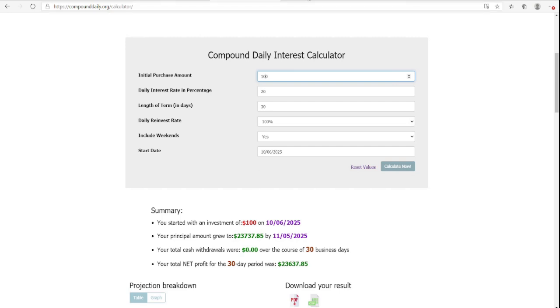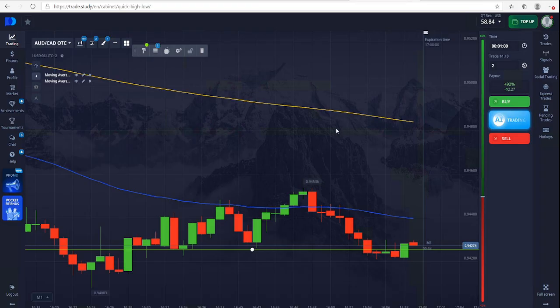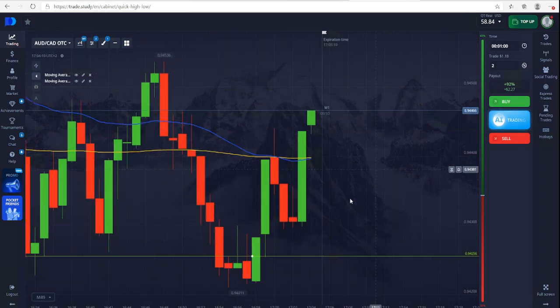So this is how you trade this. You just target 20% of your capital daily. So I'm going to start this and see where I'm going to get to.